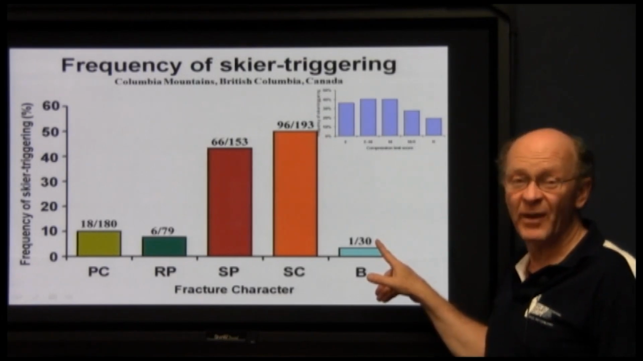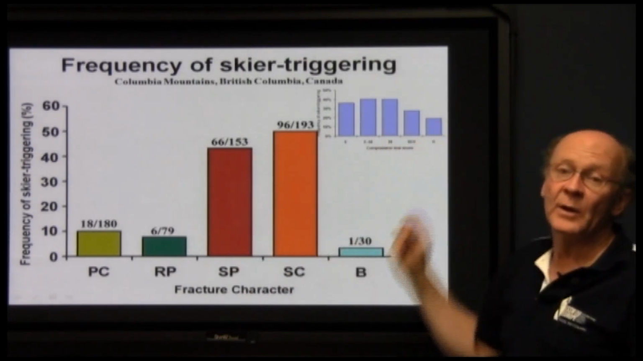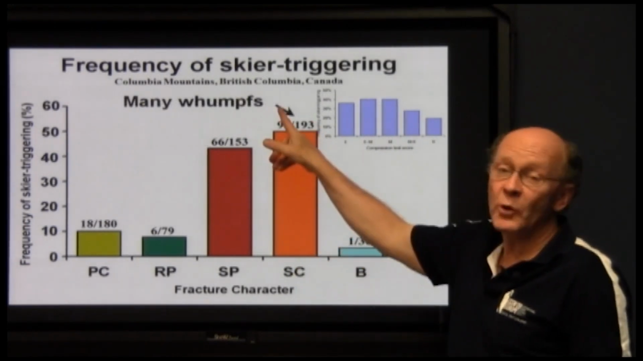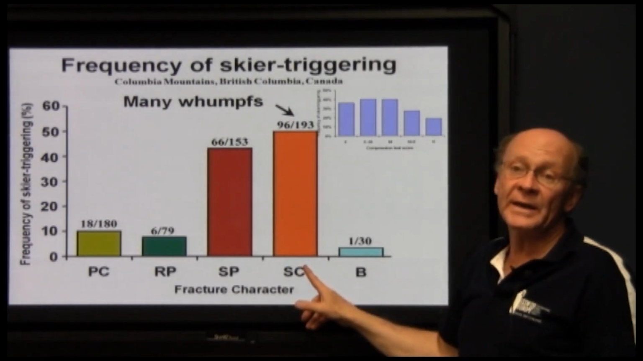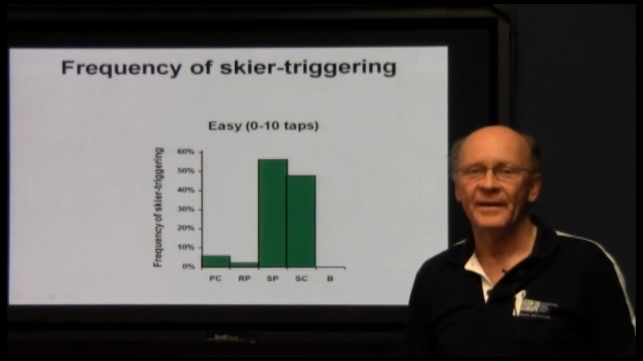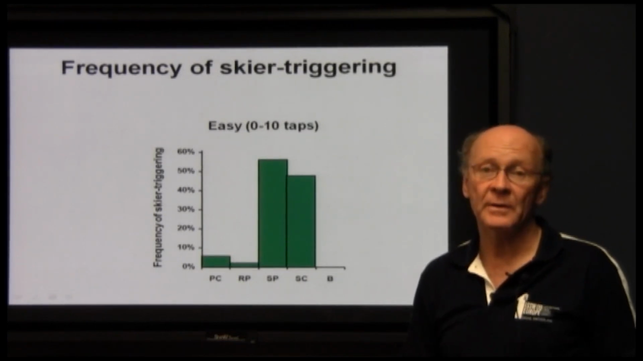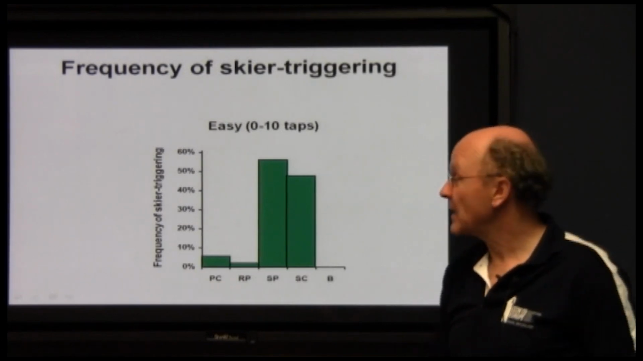So we still get some false stables in here, but it's much less than we did when we paid attention to the number of taps only. The other interesting thing is that most whumpfs, which happen on fairly gentle terrain, were most common when we had sudden collapse or SC fractures. So you're probably wondering, what if we combine the number of taps and the fracture character? Can we do an even better job of anticipating whether skier triggering is likely?